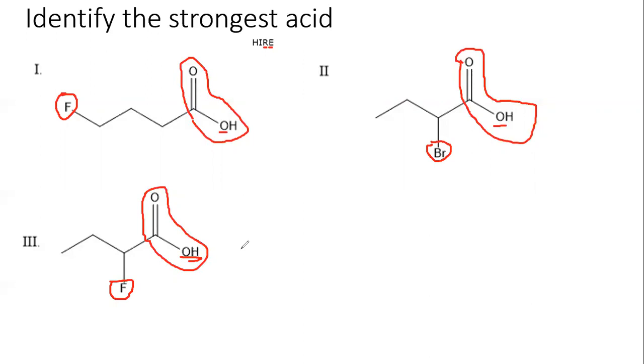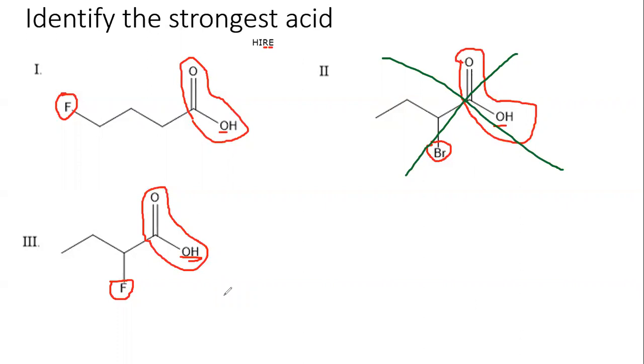And so here, one way to determine the strength of an electron withdrawing group is to look at electronegativity. And so fluorine is more electronegative than bromine, so fluorine would have a greater ability to withdraw electron density. So we can go ahead and negate number 2, because bromine is less electronegative than fluorine.